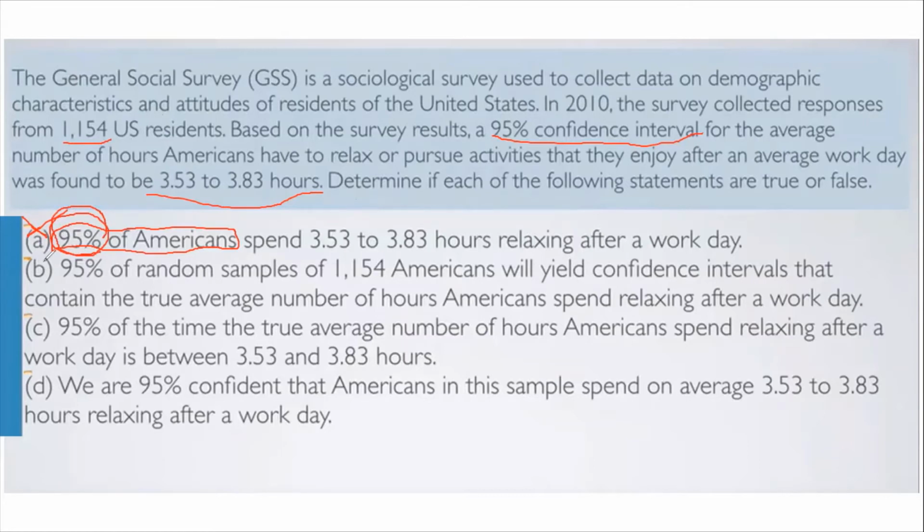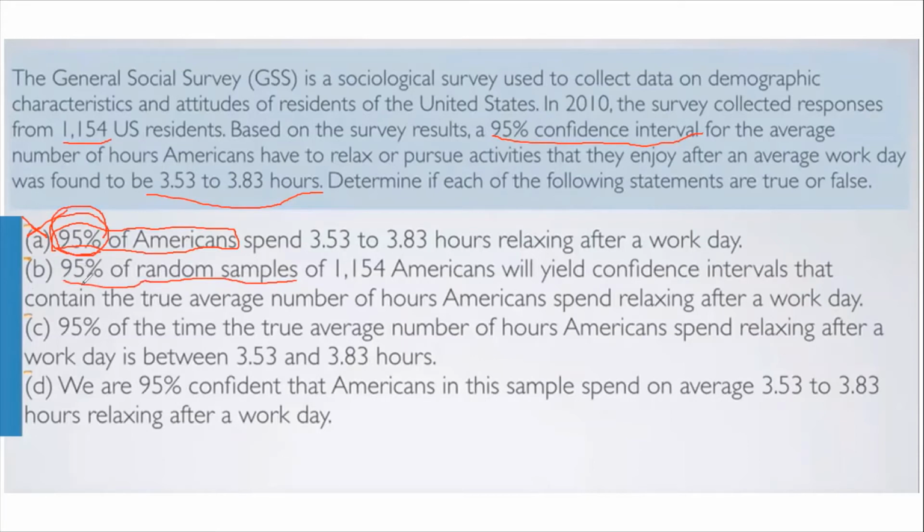What about number B? 95% of random samples of 1,154 Americans were confidence intervals that contain the true average number of hours Americans spend relaxing after a work day. Still false? Here you should take a look at this: it is 95% of random samples.